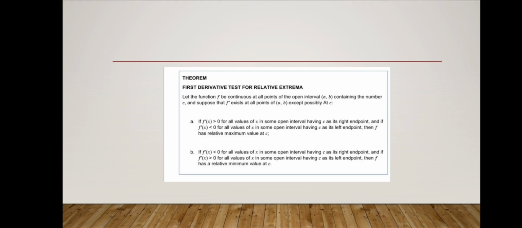If f'(x) is less than 0 for all values of x in some open interval having c as its right endpoint, and if f'(x) is greater than 0 for all values of x in some open interval having c as its left endpoint, then f has a relative minimum value at c.